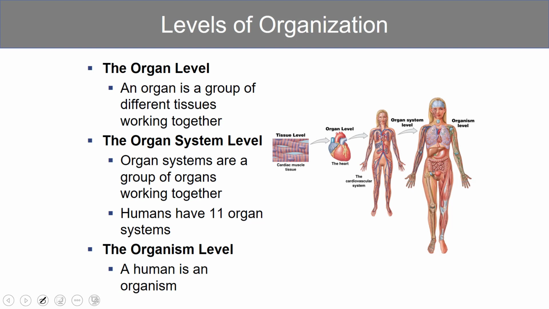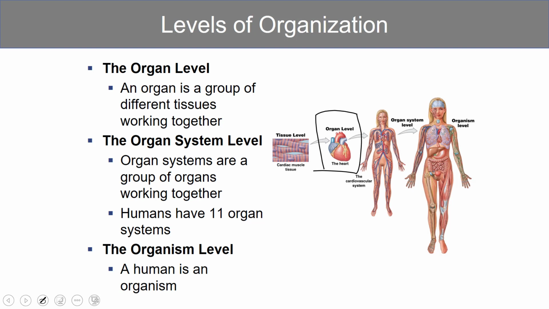So you can approach anatomy and physiology by looking at various organs and how they work together, such as the heart. And then, of course, organs come together to form organ systems. So if you consider the heart and all the blood vessels within the body, you have the cardiovascular system. And our textbook identifies 11 different organ systems.